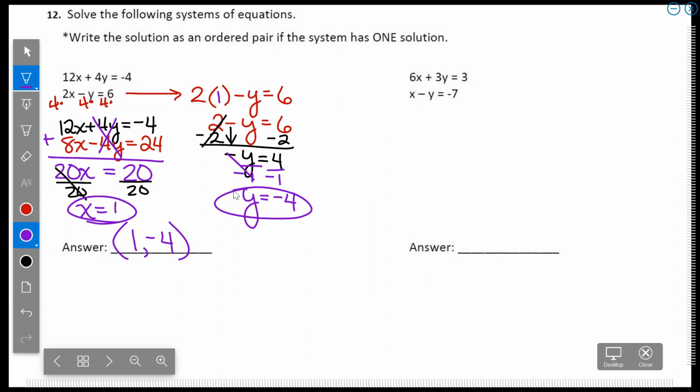Please make sure that you are taking the time to read the directions on the problems. If it says it wants the answer in a very specific way, that's how you need to give your answer back.